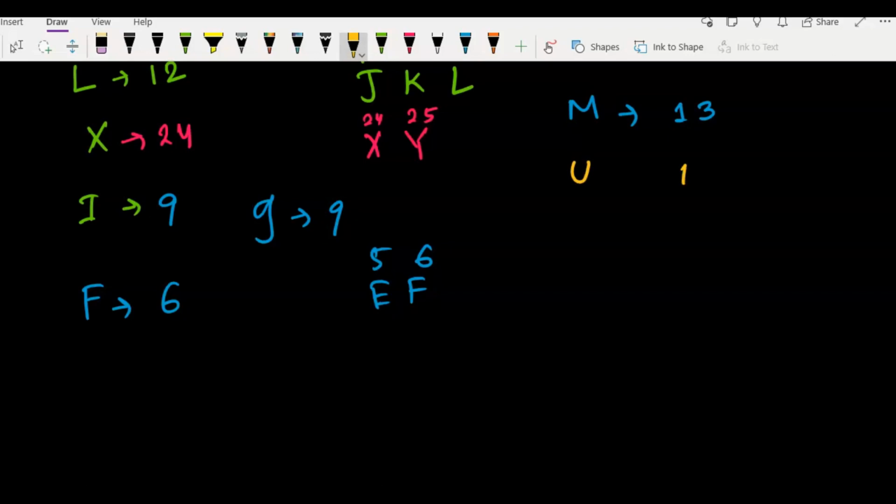Then what is the place value of U? Where does U come? T, U. T is 20. U is 21. So place value of U is 21.